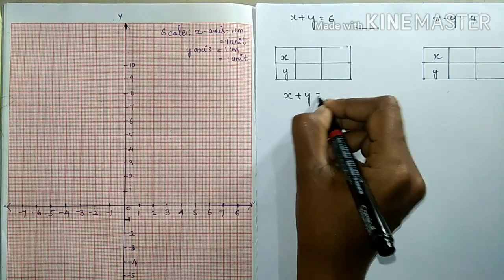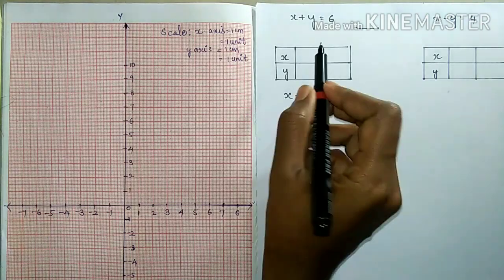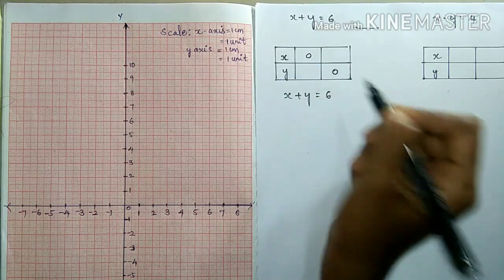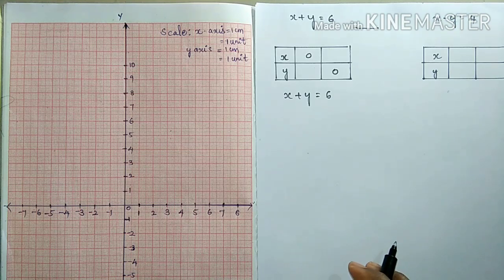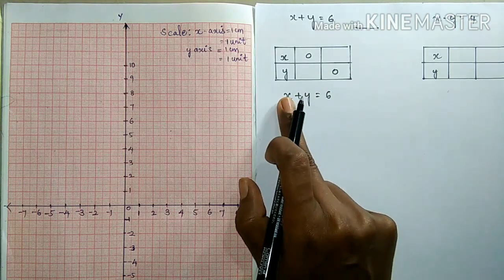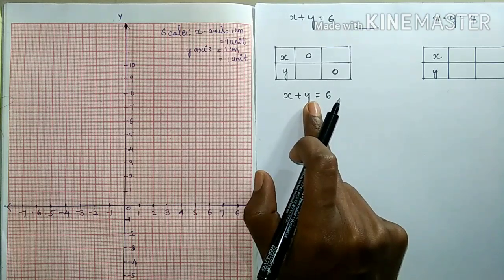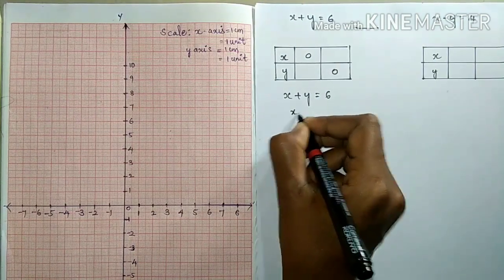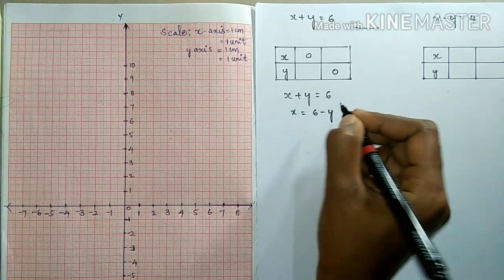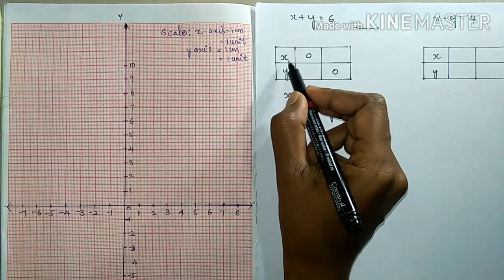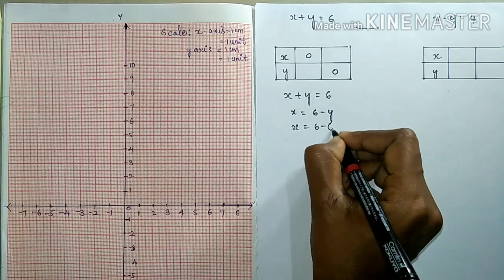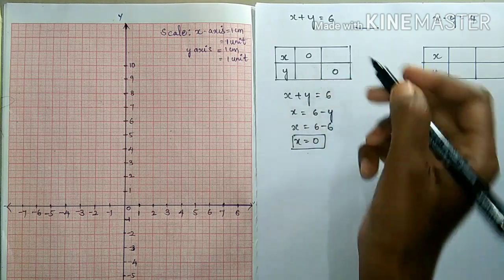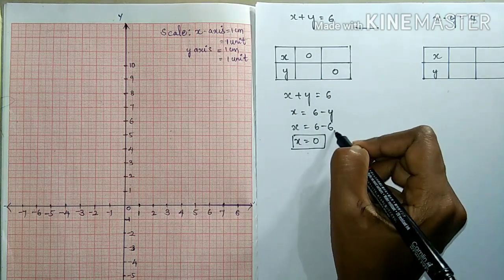So x plus y is equal to 6. Before solving this equation, in the diagonal way I'll give zeros. That is, if x becomes 0, what is the y value? x is equal to 6 minus y. So what y value do I have to give to get x as 0? 6 minus 6, then x is equal to 6 minus 6 is 0. So we have got x as 0 when I have given the y value as 6.